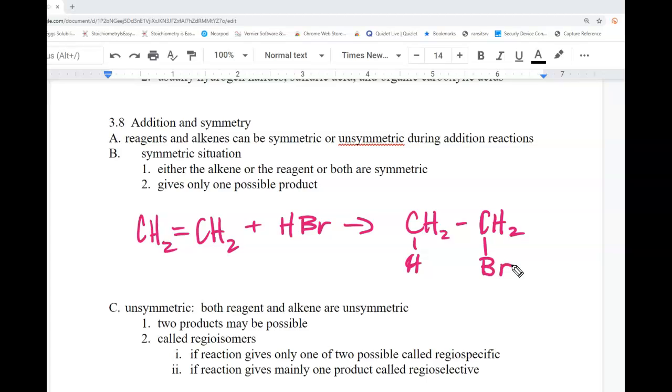So what about if we have an unsymmetric? In other words, both reagent and alkene are both unsymmetric. Then we might have two products that are possible, and these two products are called regioisomers. If the reaction gives only one of the two possible, then we're going to call it regiospecific. If the reaction gives mainly one product, we call it regioselective. These are not terminologies that you are going to be tested on, so it is okay for you to know about it, but you won't be tested on the terminology.